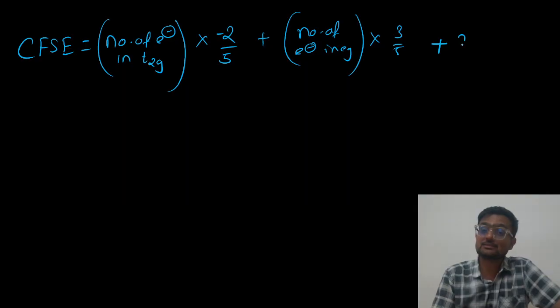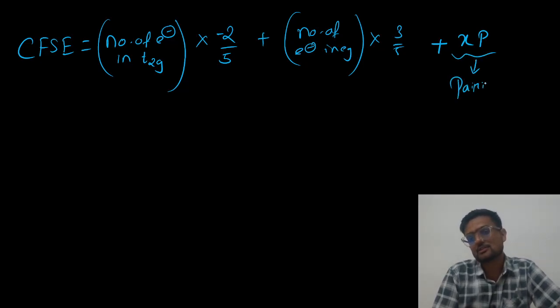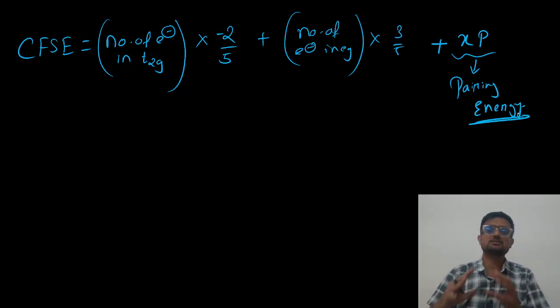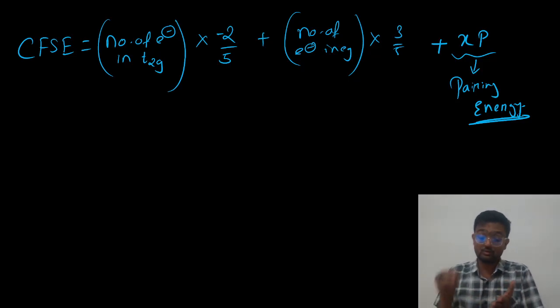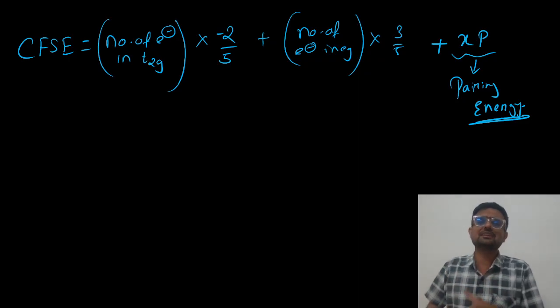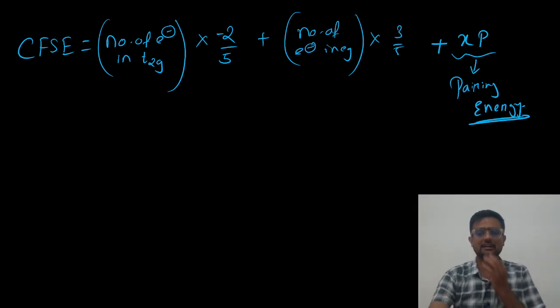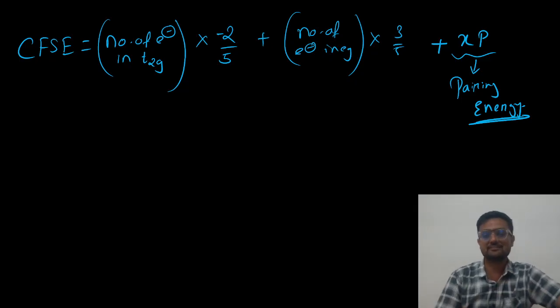Along with this, I'll add a small amount of XP. What is XP? XP is called the pairing energy. What is pairing energy? Pairing energy is the amount of energy required to pair electrons. If I want to make the electrons paired, a certain amount of energy is required. Again, this energy is very small, so usually when we calculate the CFSE value, we neglect the pairing energy. In this way, we can calculate the CFSE value.